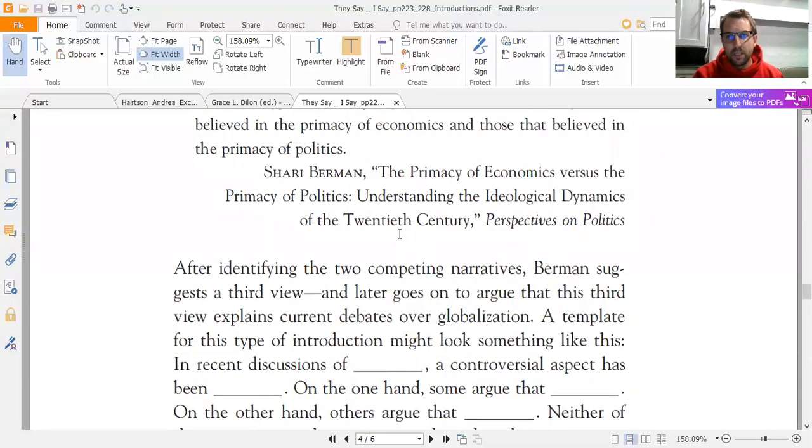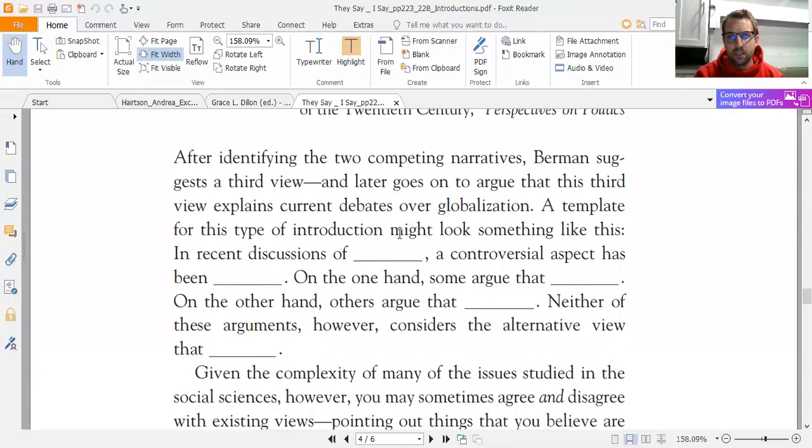And then when we get down to the templates there, right? It might look something like, in recent discussions of this thing, a controversial aspect has been this, right? And this one's really great. I mean, I would imagine that many of you would just pull this right off and say, okay, I'm just going to use this template to build my introduction.